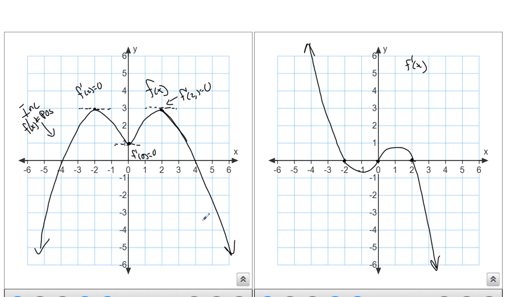So when you're doing these types of problems in the practice work, you certainly want to take your time and know how to do those.